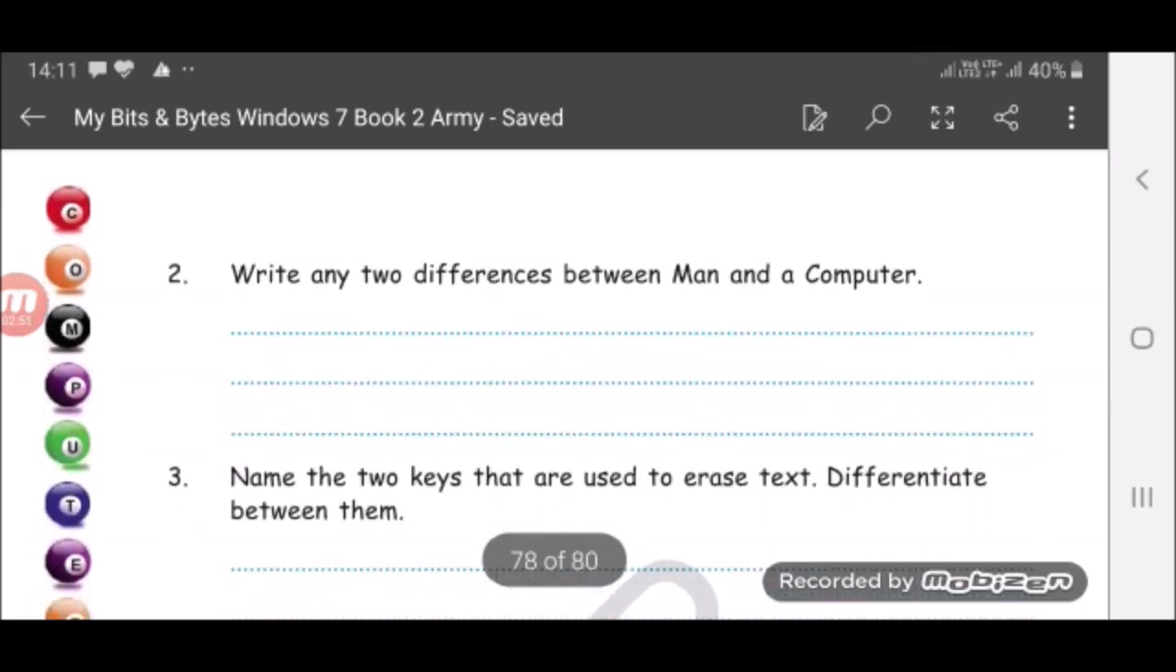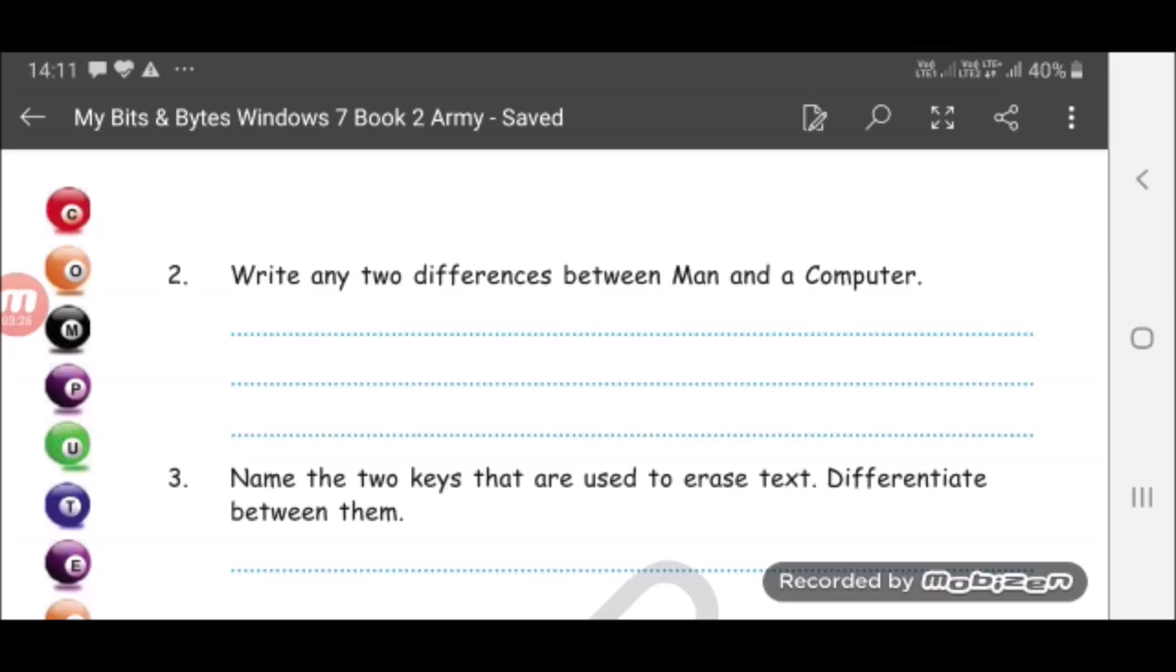Next is write any two differences between man and a computer. So we studied what can a man do. A man can take decisions. Computer cannot take decisions. A computer never gets tired, whereas a man gets tired. A computer can remember things for a very long period of time, right? But a man forgets after a short time. Let's go to the next question.